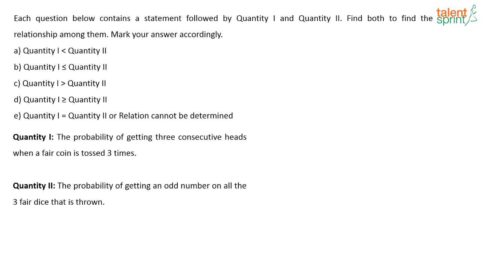Let's try it out. Quantity 1, what does it say? The probability of getting 3 consecutive heads when a fair coin is tossed 3 times. Okay, so in the first toss I have to get head, in the second toss I have to get head, and in the third toss also I have to get head. What is the probability of getting head? See, when you toss a coin, either you can get a head or a tail.